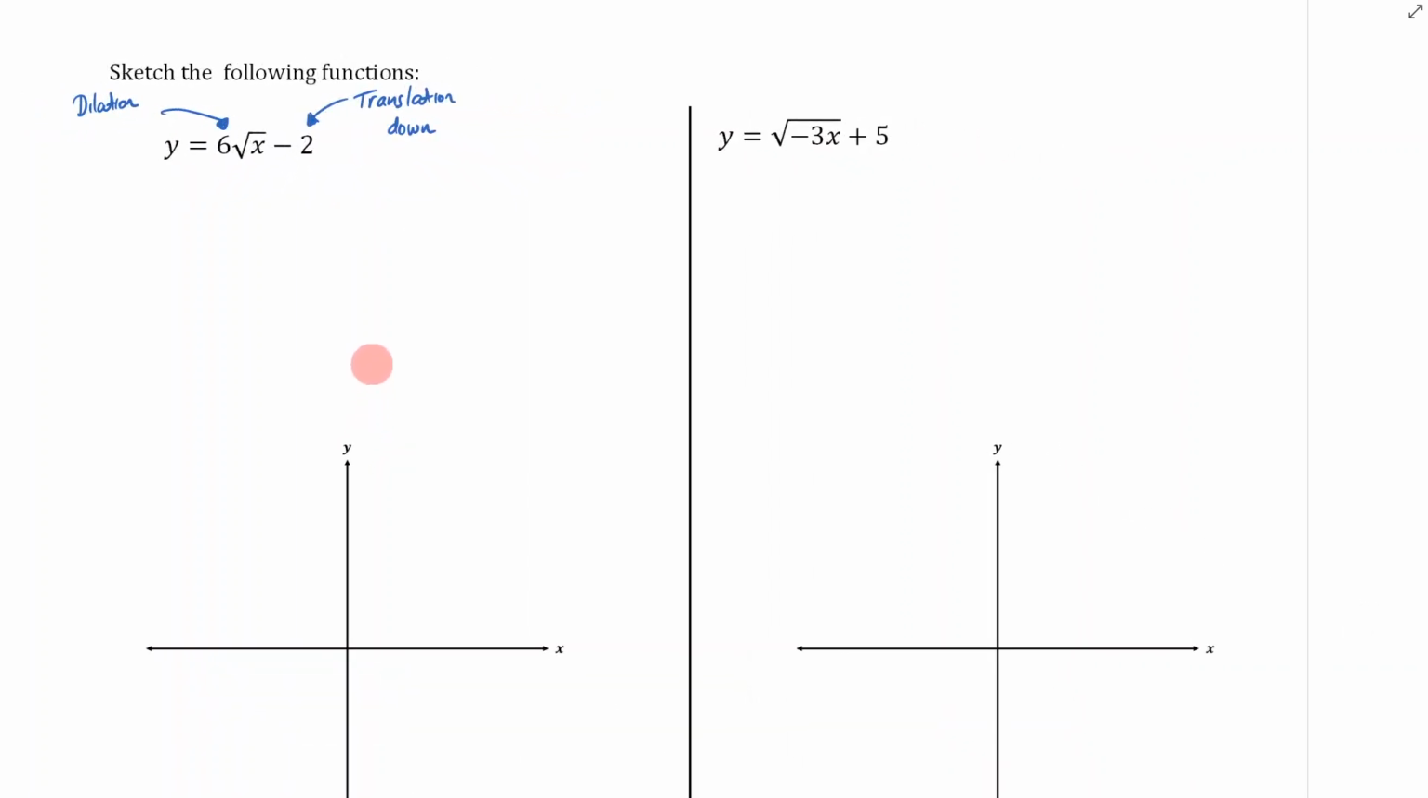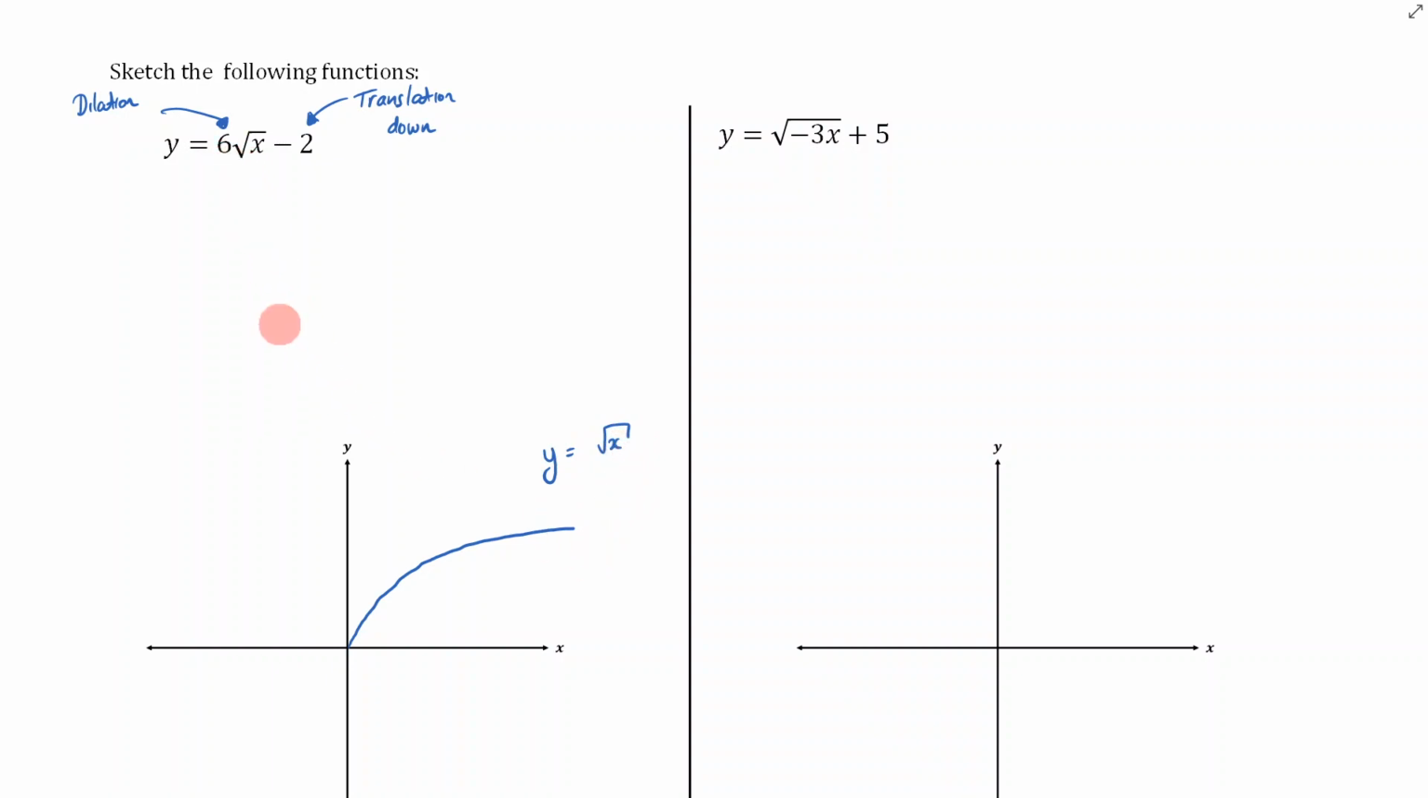That means we already know generally what this graph is going to look like. In our heads, the way that we should be thinking about this is, well, what does a general square root graph look like? It looks like this. y is equal to the square root of x. Then we've got a dilation.